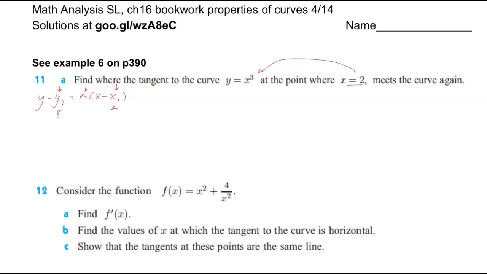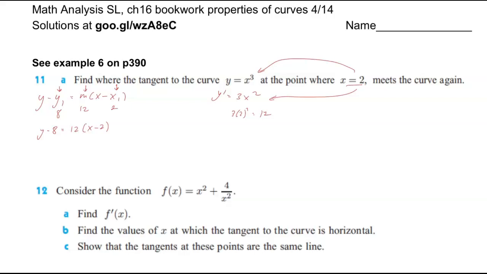Last thing we need to find is the slope. The slope, of course, is the derivative of the original function. So it'd be 3x squared. And now we're going to put the 2 into the derivative equation, and we get 3 times 2 squared, which is equal to 3 times 4 is 12. So our m value is 12. So our final equation is y minus 8 equals 12 times x minus 2 in parentheses.